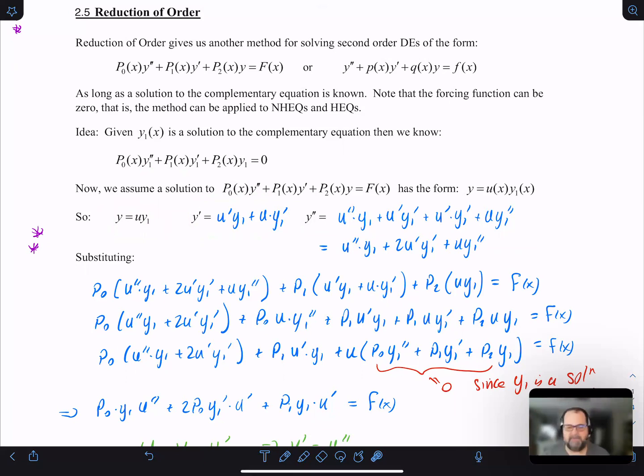So I'm going to have you try a couple of these. That is, I'm going to give you a couple of examples where you are going to find the derivatives of u times a particular y1 function. So give that a go. And then there's a second one to try as well.